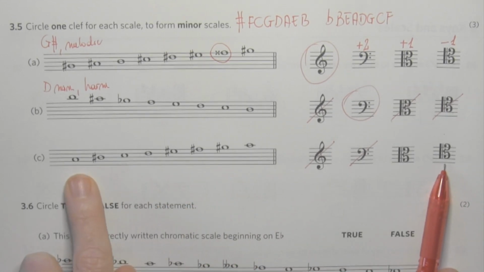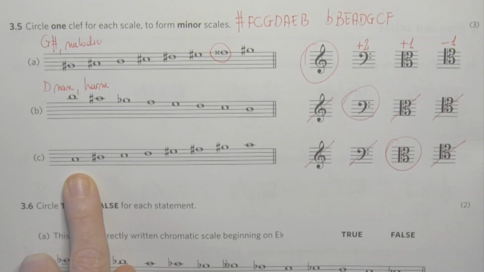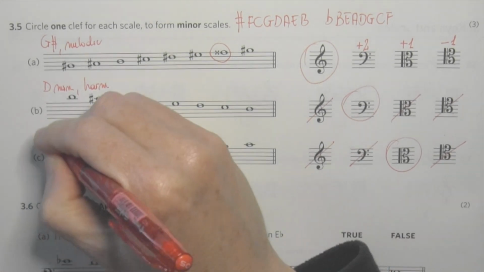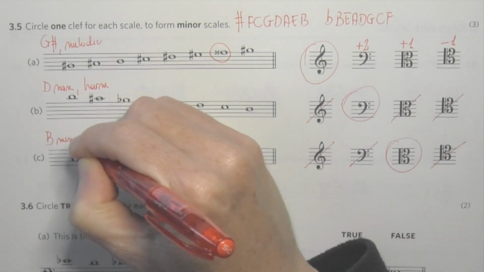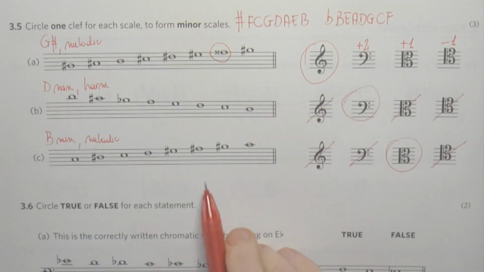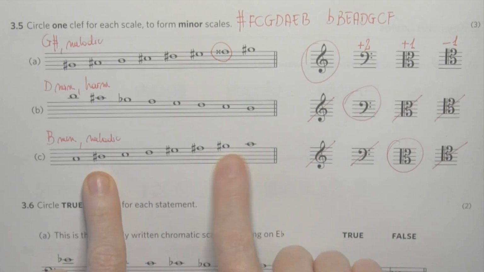In the tenor clef, this will be G minor. G minor has flats, and this one has sharps. So the answer is the alto clef, and this is B minor melodic with the 6 and 7 degrees raised. So we have 2 sharps in the key signature plus 6 and 7 degrees.